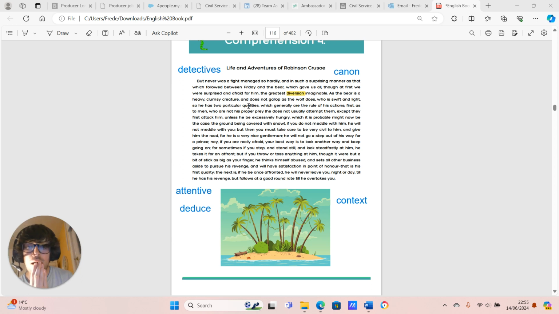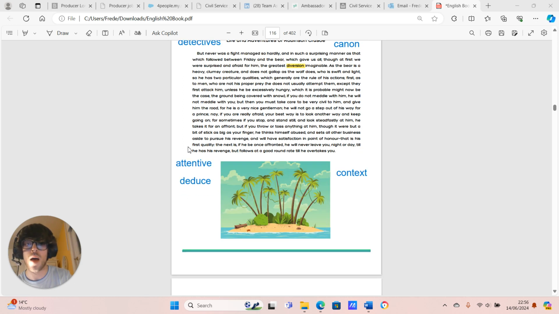So, two particular qualities. First, men aren't his proper prey unless they attempt to attack the bear or the bear's very hungry. So if you don't interfere with the bear, it will not interfere with you. But you must be very careful to be civil, to be kind, because the bear is a nice gentleman. He will not go out of his way, even for a prince. If we are kind and caring and we stand upright and we mind our own business, then the bear will do the same.